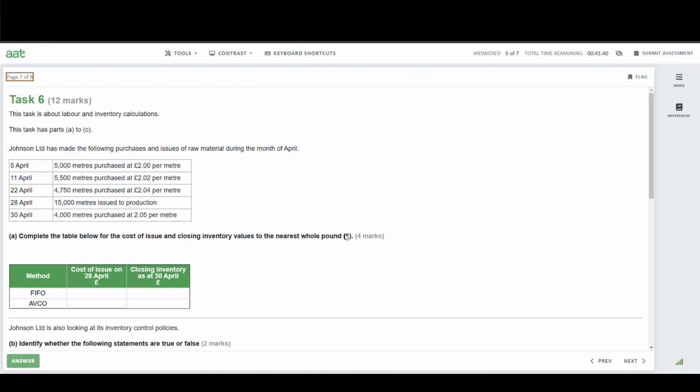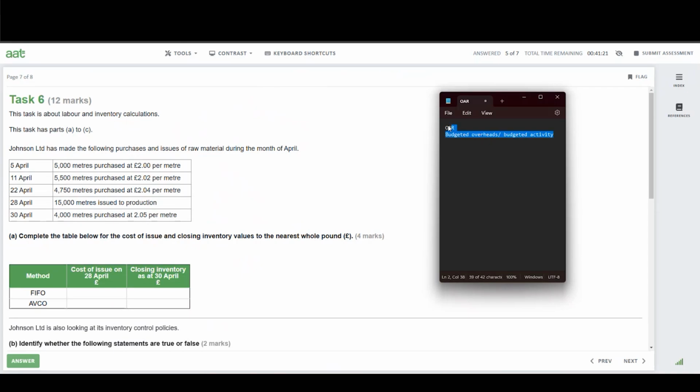Now, what you'll notice here is that we haven't been given the inventory record card. So I would suggest that we make some notes as we go along through these calculations and almost replicate the store's record card. We don't need to do it in quite as much detail, but it will certainly help us to keep a record of these calculations.